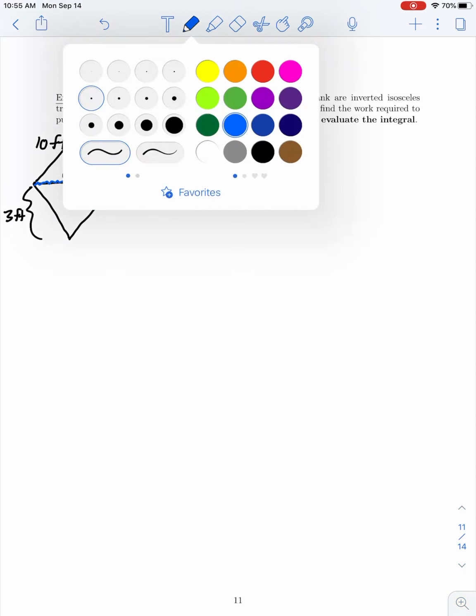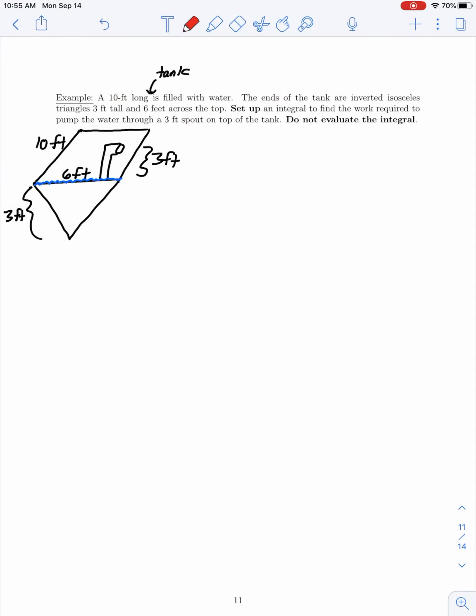So as we have with our previous examples, let's consider a slice or a slab of water within our tank. And here I'm going to let the depth or the height of that slab of water above the bottom of the tank be x feet, and I will let dx denote the thickness of that slice.